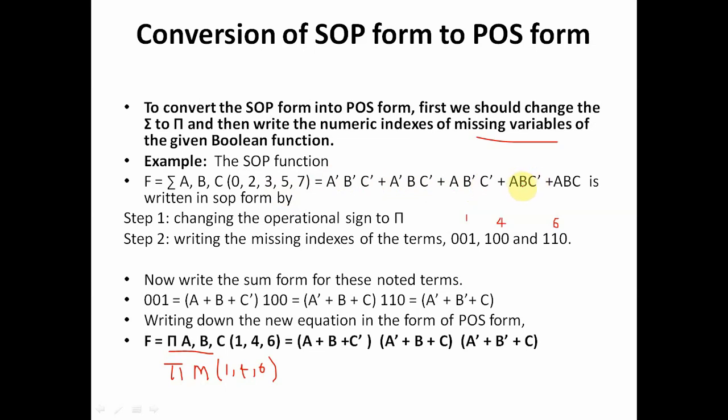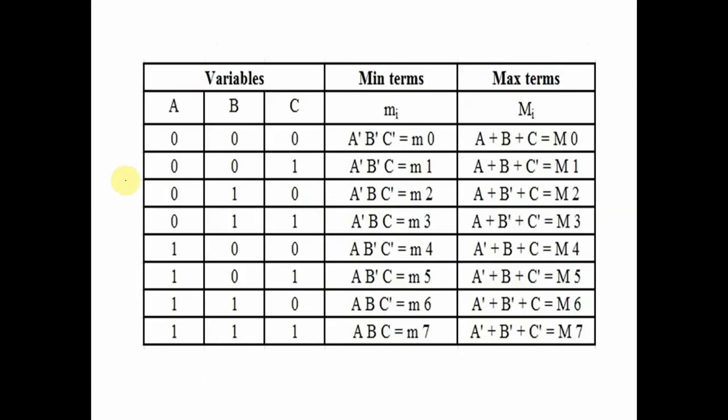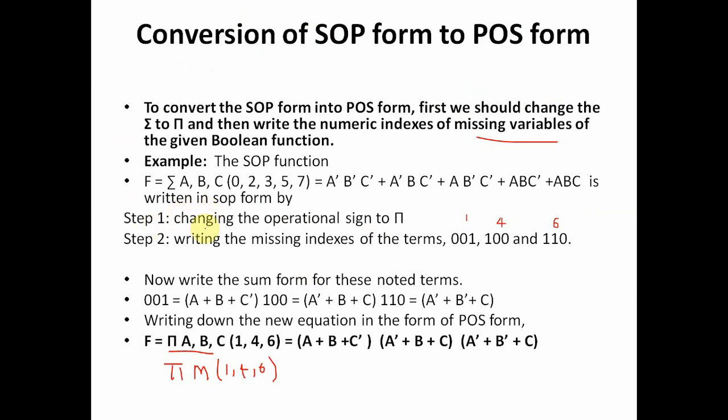5 is nothing but A, B, C bar. And 7 is nothing but A, B, C. Here I am writing by using this table. So first, changing the operation sign from summation to pi.